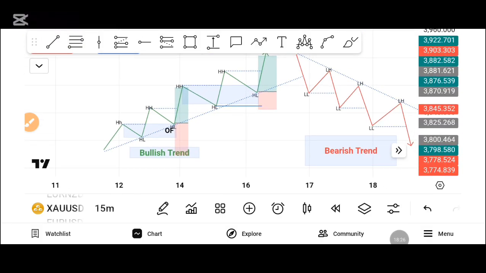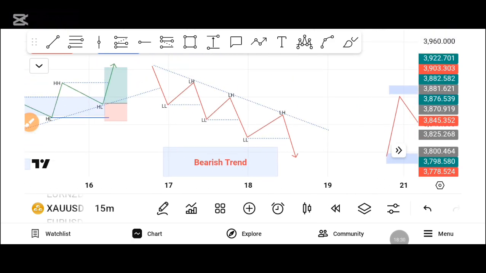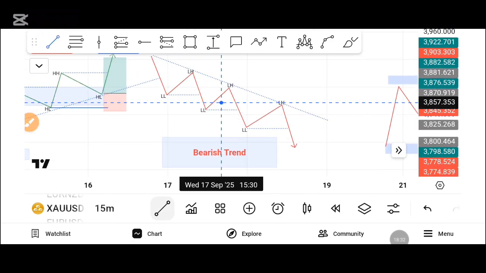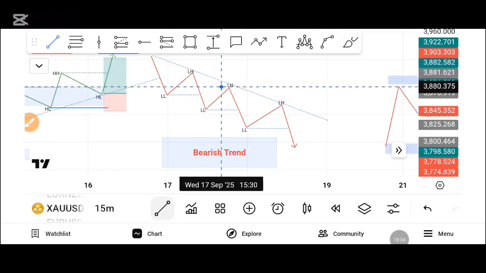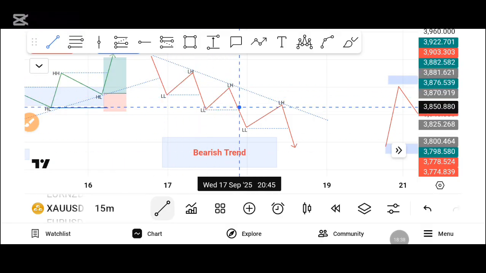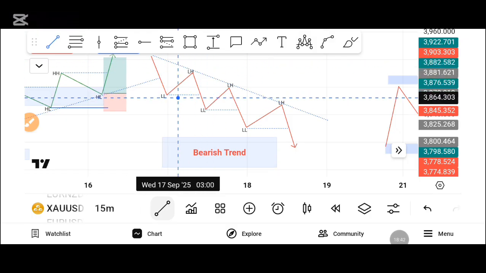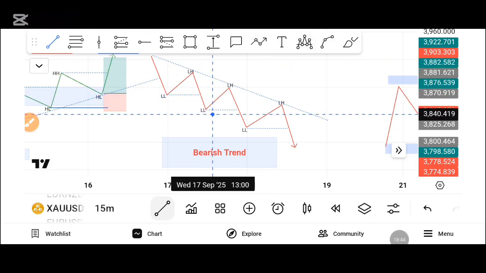Alright, so the next on our list is the same thing but an inverse pattern, which is your bearish trend. Alright, so we see the market giving us a lower low here, lower high, lower low, lower high, lower low, lower high. Price came here, broke this low here, giving us a break of this previous low. Alright, retrace back again and break this low.